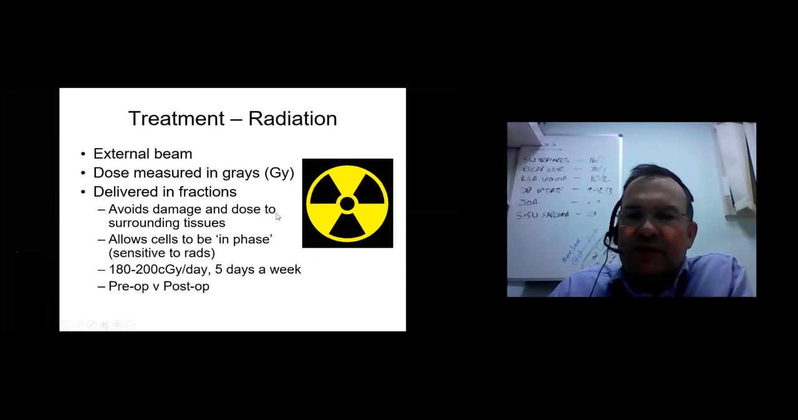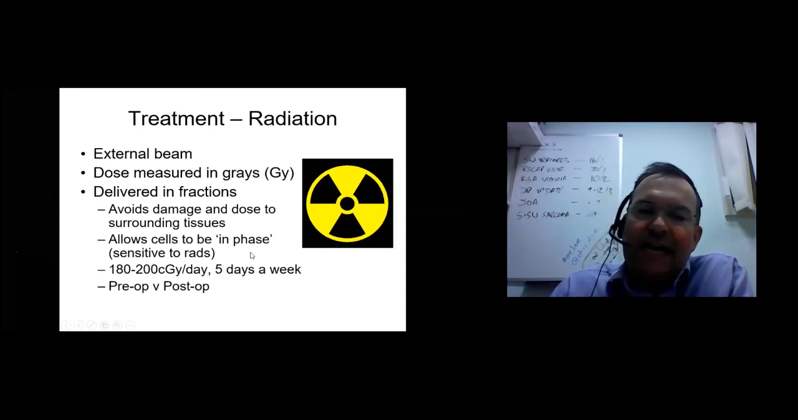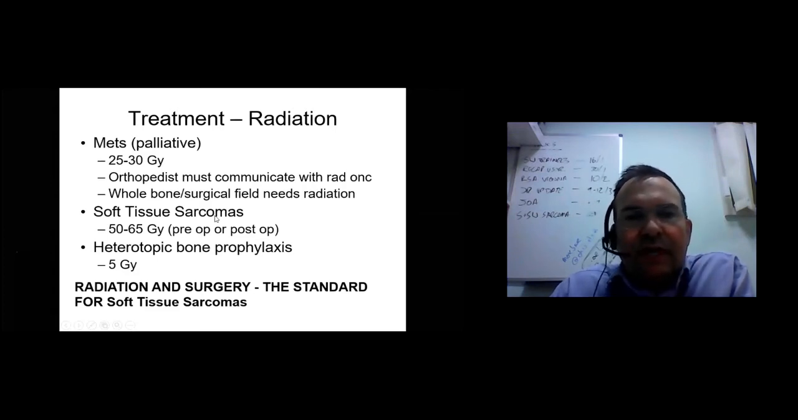And for tumours that are bigger than 5 centimeters in size, we'll give this neoadjuvantly, in other words, before we take the tumour out. In terms of palliative treatment, we might think about giving treatment for symptomatic metastases. And here are the different doses that we would give. So for metastatic disease, 25 to 30 grays, a higher dose for soft tissue sarcoma.